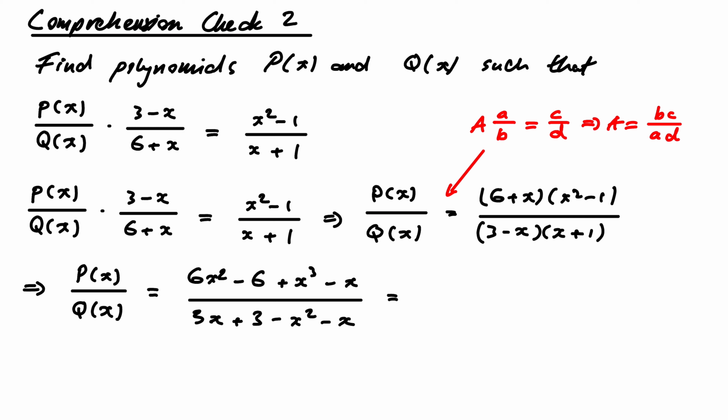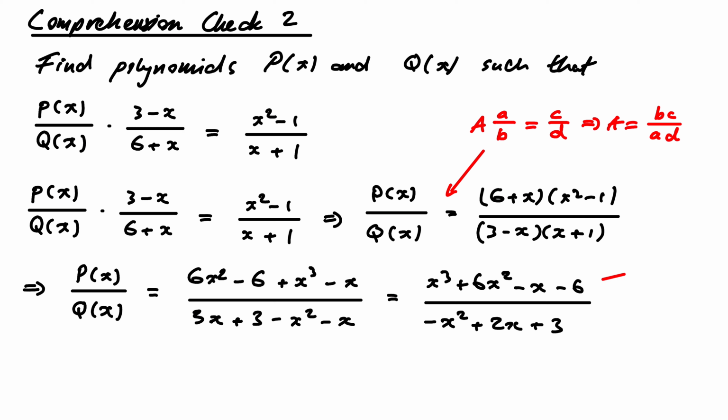We can tie this up a little bit. We don't necessarily need to multiply this out at all, it's just good practice. So this is equal to x cubed plus 6x squared minus x minus 6. Writing it that way is totally fine. Then the bottom, minus x squared plus 2x plus 3. So we could take, if we wanted, the top to be p(x) and the bottom to be q(x). That's a reasonable choice.